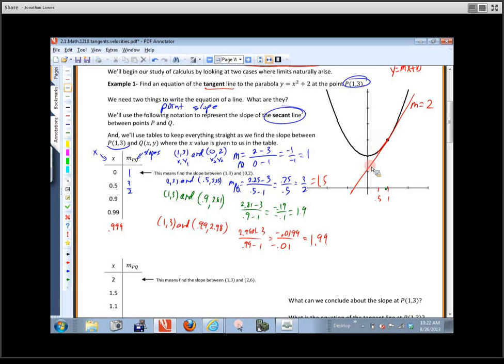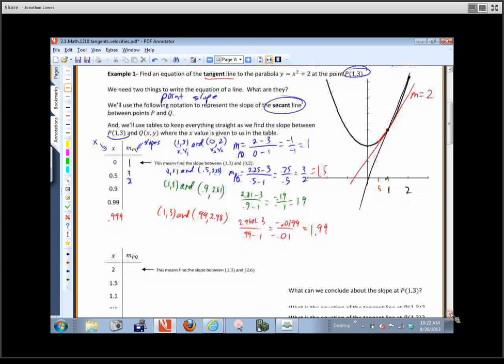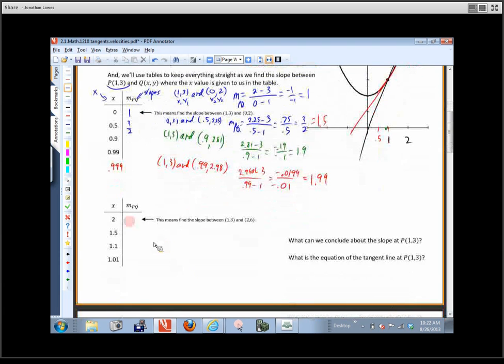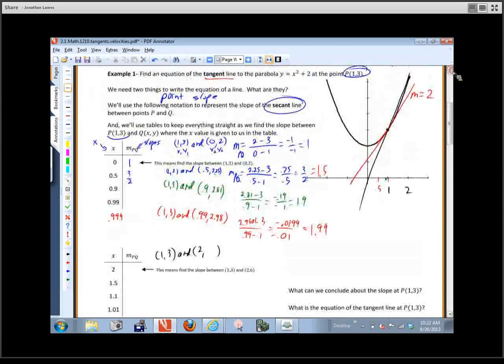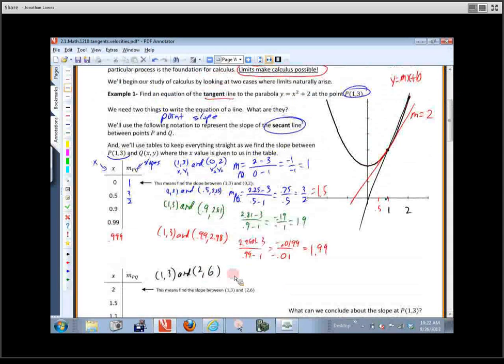So let's do this one over here. Let's check between 1 and 2. So let's do this point right here. In other words, we're going to use this secant line to approximate that one, to take a guess. So we're going to do the same thing again: between (1, 3) and (2, ?). What happens if I plug a 2 into this? I get a 6. So we'd have (6 minus 3) over (2 minus 1), so I end up with 3.